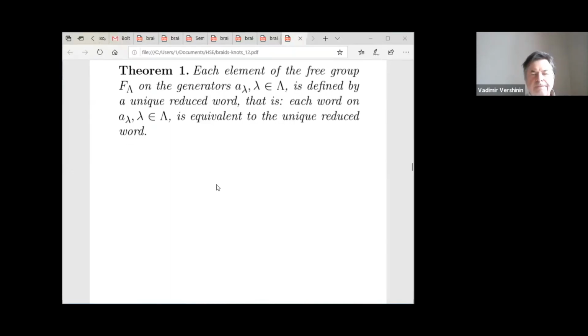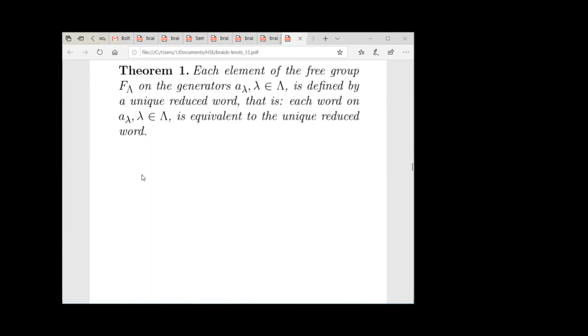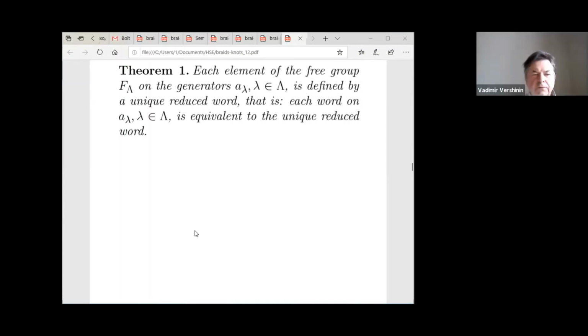Do you see the screen? Yes. You see the theorem? Not the pictures? Very good.